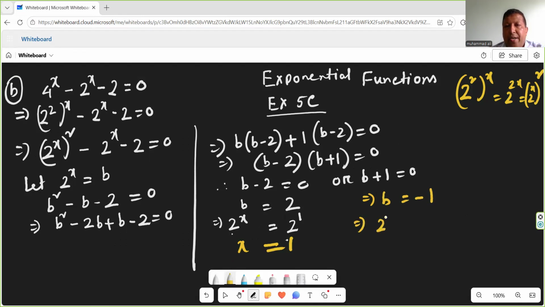Instead of b, you can write 2 to the power x. An exponential can never be negative, so 2 to the power x is not equal to minus 1. So finally, the answer will be x equals 1. Now question number B is completed.